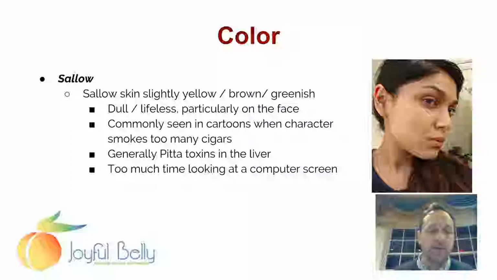It's parodied in cartoons. I don't know if you've ever watched a cartoon where the character smokes too many cigars and his face turns green. That's what I'm talking about here, although the effect is not nearly as dramatic as you see in the cartoon. It implies that there are pitta toxins in the liver. This can happen from a person just staring too long at a computer screen. Sometimes I feel like by the end of the day, I have sallow skin.